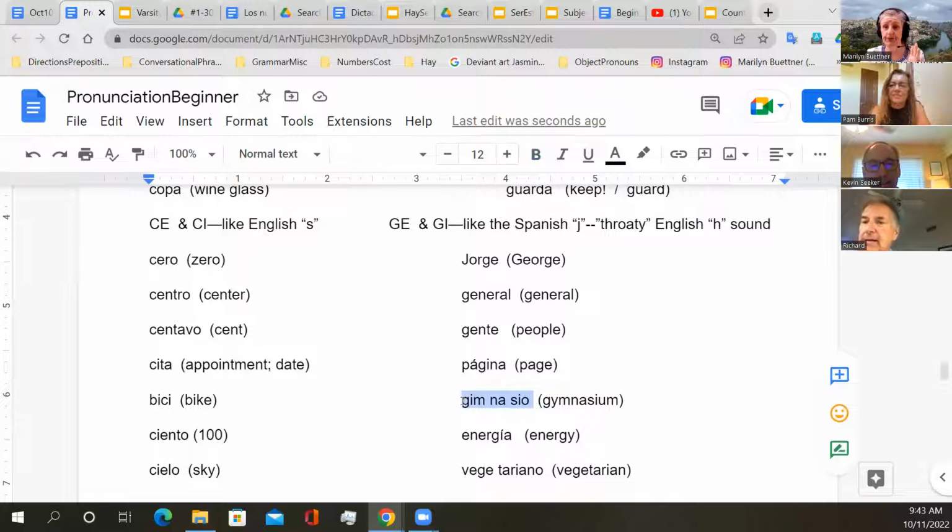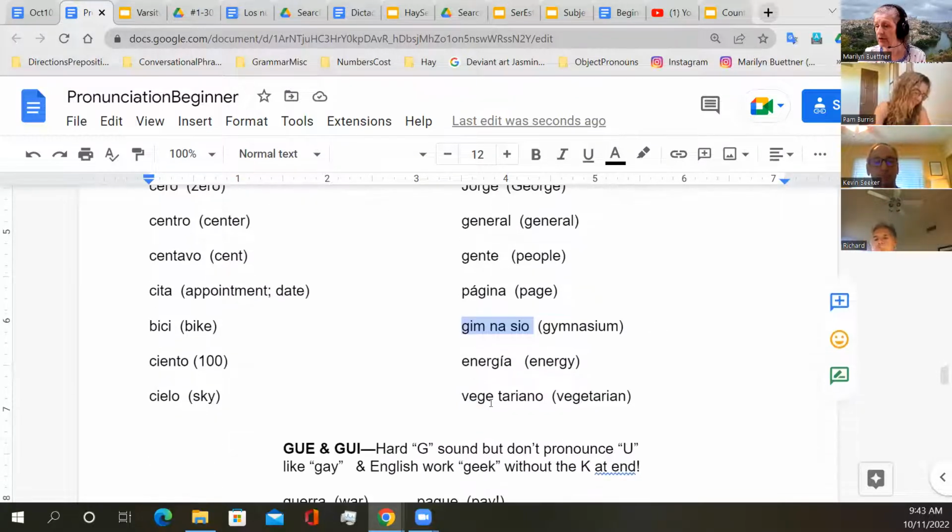Gimnasio. Yeah, that S-I-O, the I-O is a diphthong. It's two vowels that slide together, right? And we pronounce them together equally. Gimnasio.